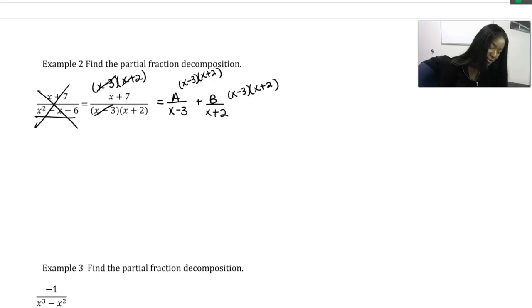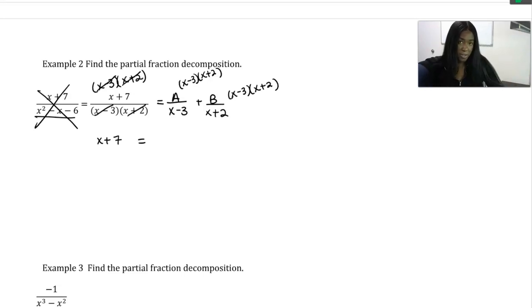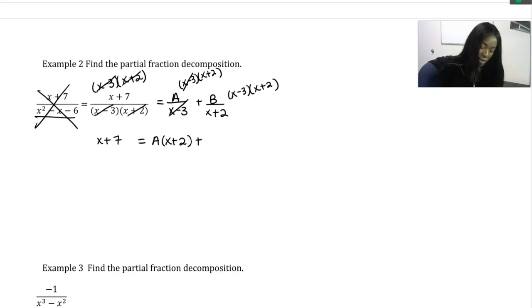X minus 3 cancels, x plus 2 cancels. Everything should always cancel out completely on the left side. And I'm just left with the numerator of x plus 7. That should always be the case. On the right side, when you multiply the fraction with the A by the x minus 3 times x plus 2, the x minus 3's will cancel and the x plus 2 will stay. In the second fraction, when you multiply the B term by that product, the x plus 2's will cancel and the x minus 3's will stay. So this is what we have now.